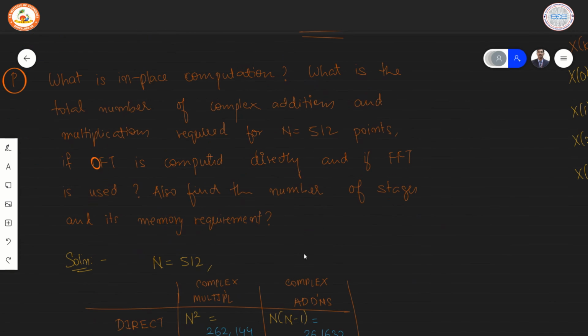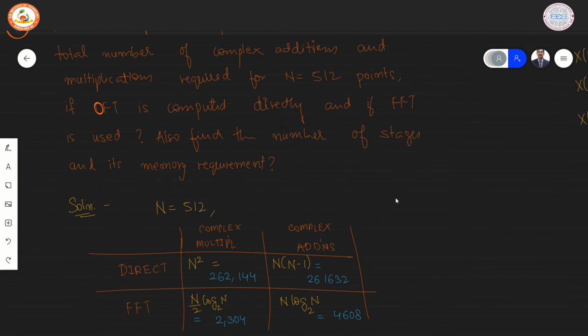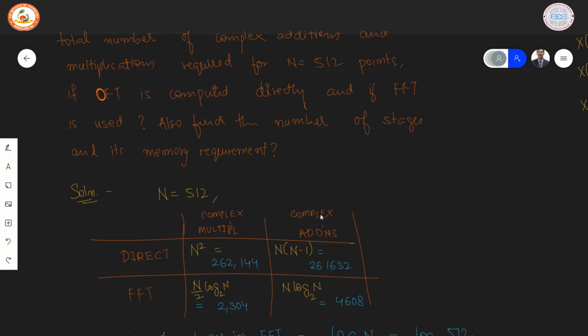Coming to the next part, since the problem is for 512 points, we can tabulate the number of complex multiplications and number of complex additions in the case of direct method and the FFT method. Here we have to apply the formula N square. It yields a result 262144, and the number of complex additions is N into N minus 1, which is 261632. For the FFT method, the formula is N by 2 log N to the base 2, which is 2304, and complex additions is N times log N to the base 2, which is 4608.